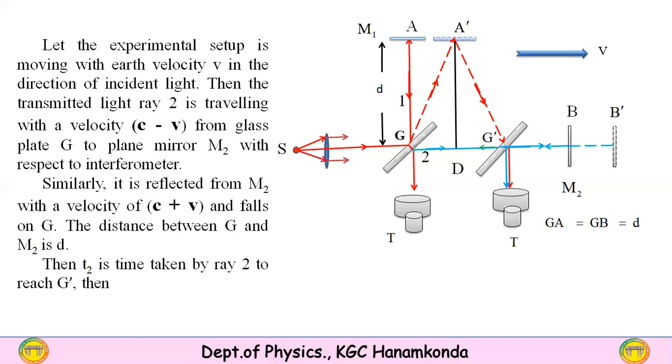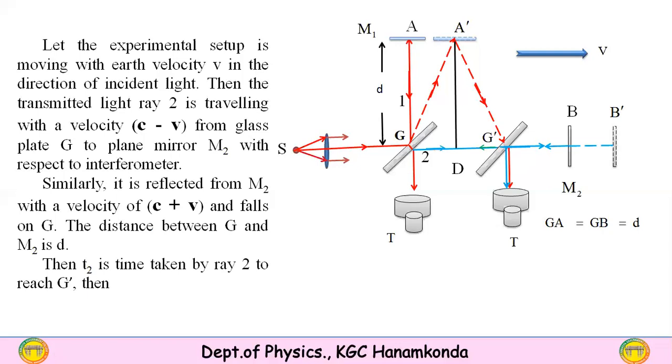Similarly, it is reflected from M2. It goes and hits the plane mirror M2 at B dash, and is reflected back and reaches G dash with a velocity c plus v. Therefore, the velocity along the horizontal axis of the transmitted ray is c minus v. The velocity of the reflected ray is c plus v.